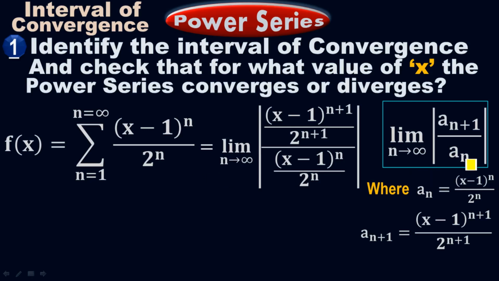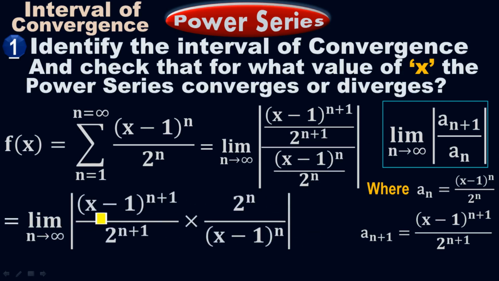As I said, my a sub n is (x minus 1) to the n over 2 to the n. Just plug that in the denominator. A sub n plus 1 is (x minus 1) to the n plus 1 over 2 to the n plus 1. Plug that expression in the numerator. Now go for further simplification to have the limit of (x minus 1) to the n plus 1 over 2 to the n plus 1 times 2 to the n over (x minus 1) to the n, where n approaches infinity. When you take the denominator and multiply it with the numerator, 2 to the n goes up and (x minus 1) to the n goes down.